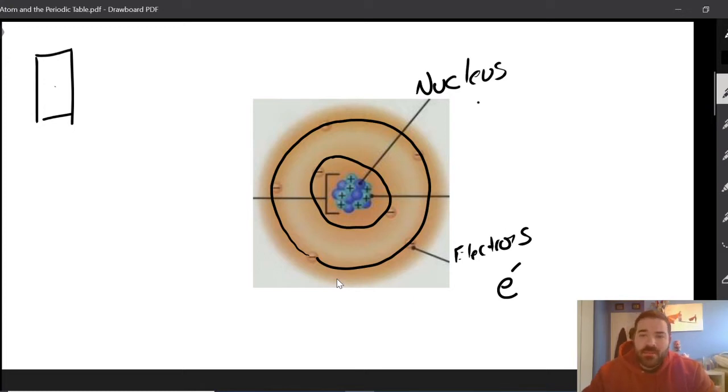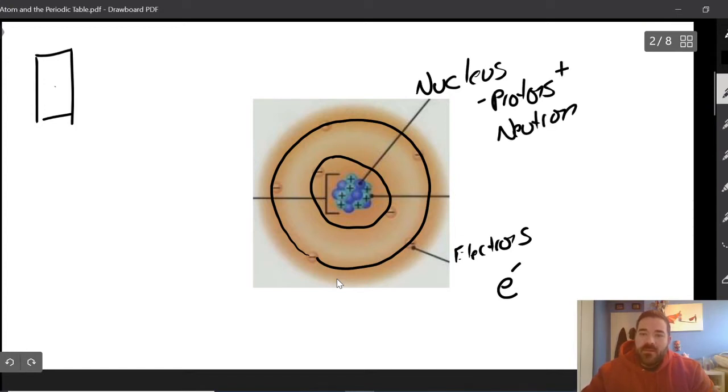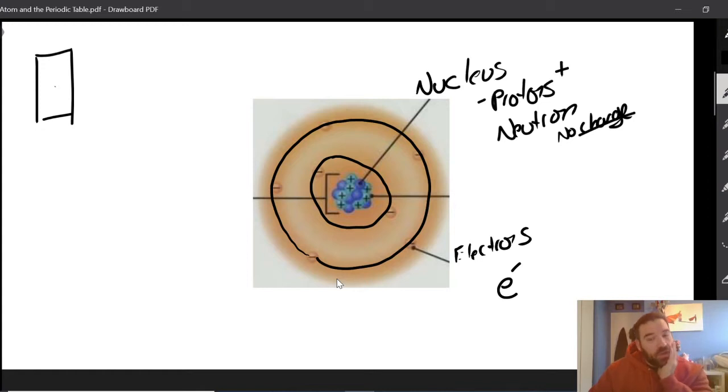So we have the nucleus, and inside the nucleus we have protons, which are positively charged, and neutrons, which actually have no charge at all. So we have protons and neutrons on the inside, forming the nucleus of the atom, which is hard and dense, and then we have this huge cloud of electrons on the outside. Depending on where the atom is on the periodic table and which atom it is, we'll have different numbers of orbits and different numbers of electrons in the electron cloud.